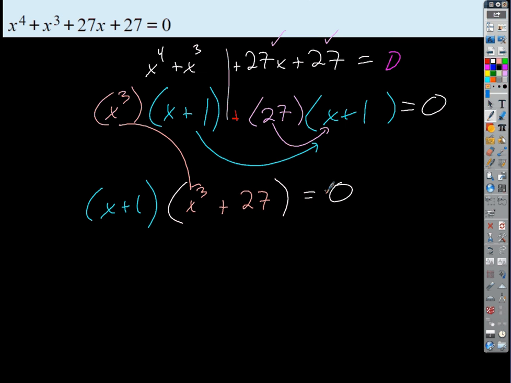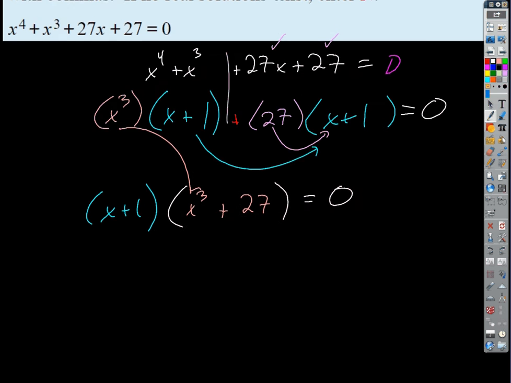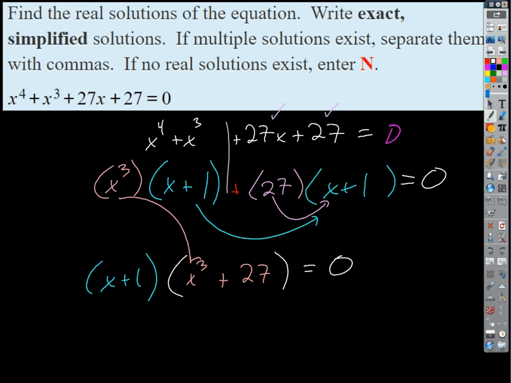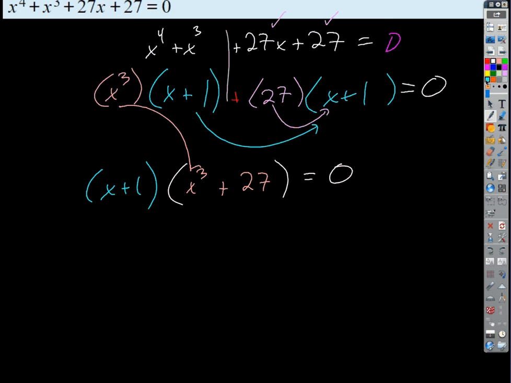Okay, here's where things could be easy or a little bit harder, depending on what kind of answers we're looking for. If I'm just looking for real answers, remember from yesterday, hopefully, the first one's simple. We don't even have to write out the equation. What's the 0 that goes with x plus 1? Negative 1. So one solution is negative 1. Okay, what about this one? X cubed plus 27. I want to find the values of x that make that 0, right? If I'm just looking for a real solution, I can make it simple. I don't have to do anything tricky.